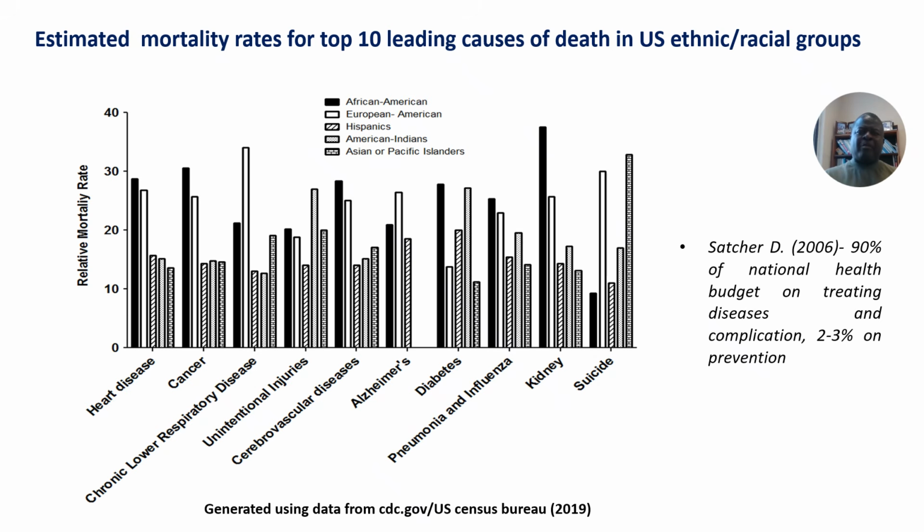When we stratify mortality rates for the top 10 leading causes of death in the USA by race and ethnicity, we see that African Americans or US blacks are disproportionately impacted by heart disease, cancer, stroke, diabetes, and kidney disease. American Indians are disproportionately impacted by unintentional injuries, whereas Asians or Pacific Islanders have the highest incidence of suicide.